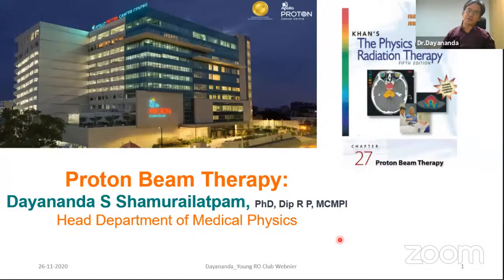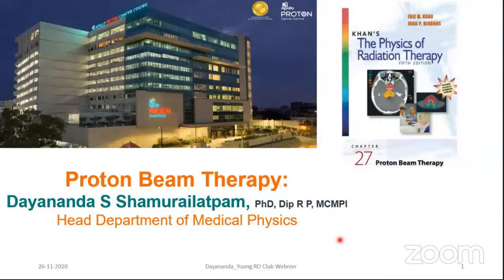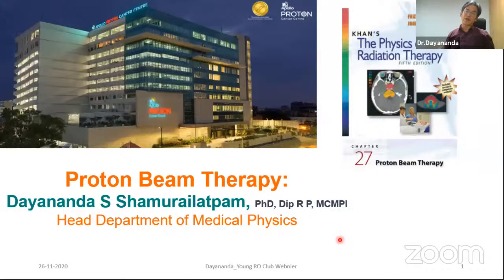Okay, so this lecture is going to cover a wide spectrum related to proton therapy in clinic. Starting from the basic physics and the interactions of protons with matter, then how it is produced and why we have to use proton therapy in clinic, what the benefits of proton therapy are, what the different types of treatment planning and delivery techniques used in proton therapy are. And finally, I will submit some case examples to show the benefits of proton therapy over photon radiation.